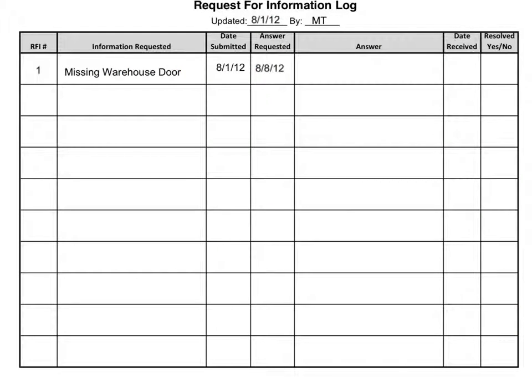Once an RFI has been issued, it should be entered into a log, similar to the one you see here. Our RFI log includes a place for us to include the number of the RFI, a general description of what the RFI was issued for. It doesn't have to be word for word in most cases. What date it was submitted and the date the answer was requested. Once the answer is received, you can log in the answer, the date it was received, and whether or not the answer to the RFI finally resolved the issue.